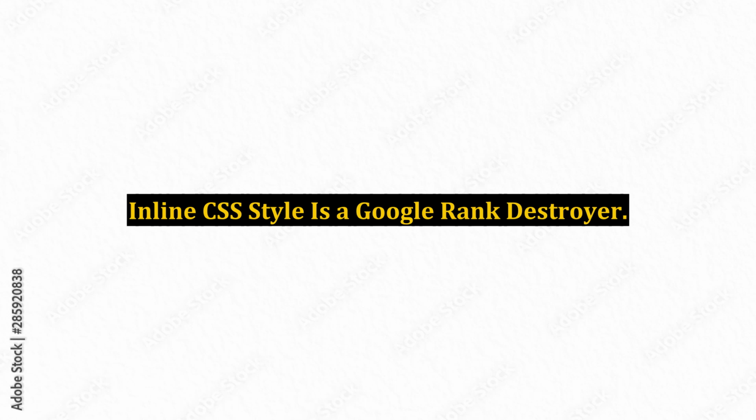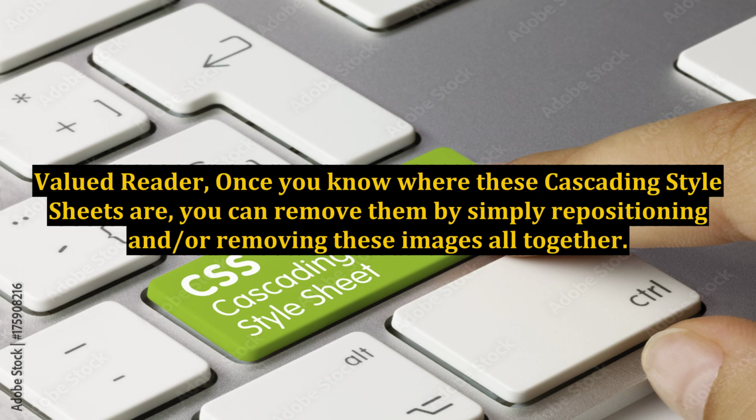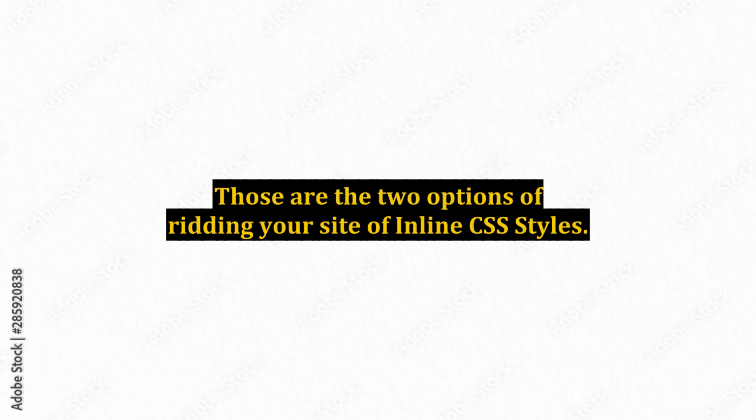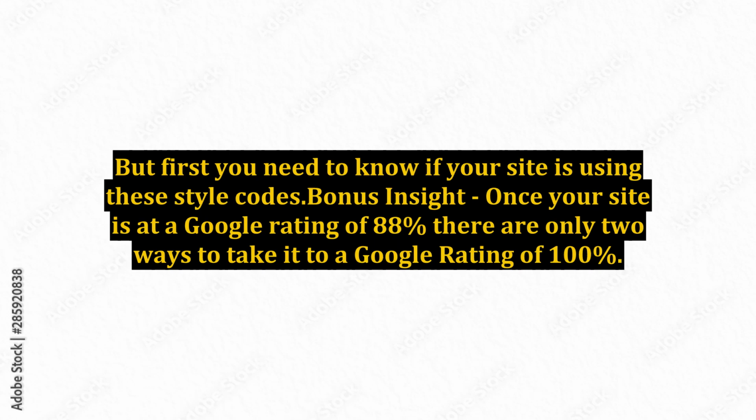Inline CSS style is a Google rank destroyer. Valued reader, once you know where these cascading style sheets are, you can remove them by simply repositioning and/or removing these images altogether. Those are the two options of ridding your site of inline CSS styles. But first you need to know if your site is using these style codes.